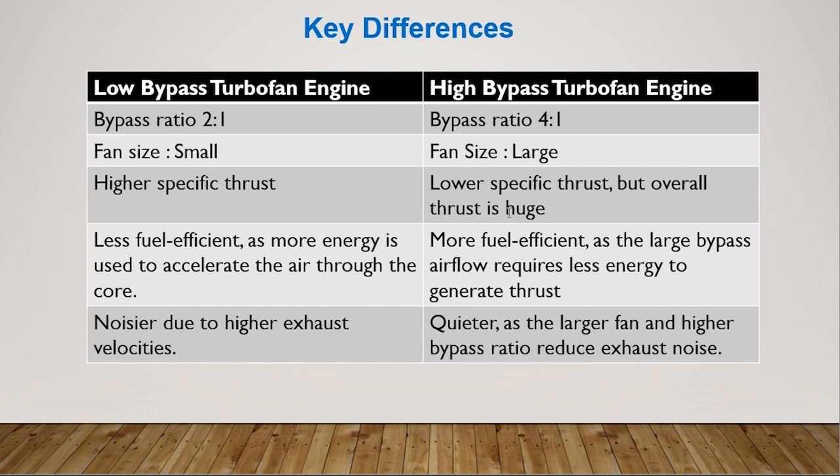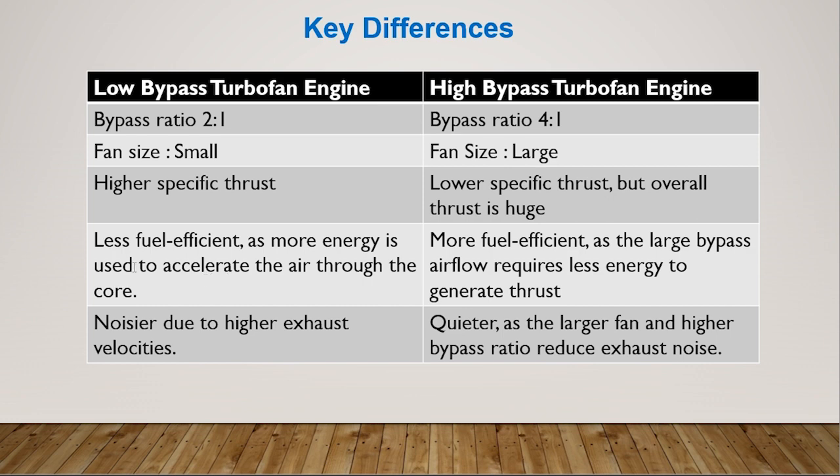Overall thrust in the sense it contains both the thrust through the engine core and the thrust from the fan. Both combined we can call the overall thrust. That's why the overall thrust is huge, but specific thrust is less compared to the low bypass turbofan engine.